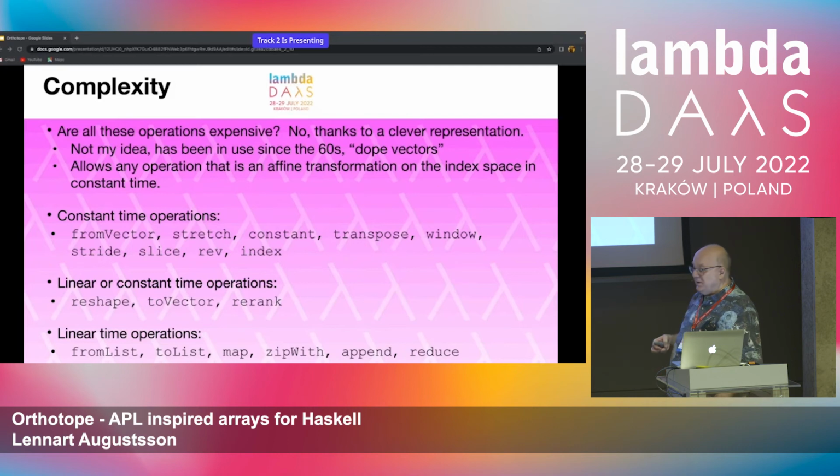So there's a bunch of operations that are constant time, like transposition, windowing that you need for convolution. Stride, it means you don't take every element, you take, say, every other element from an array. Slice, you want to pick out a subpart of the array. Reverse all the elements along an axis, do indexing. So those are constant time. I might have forgotten some.